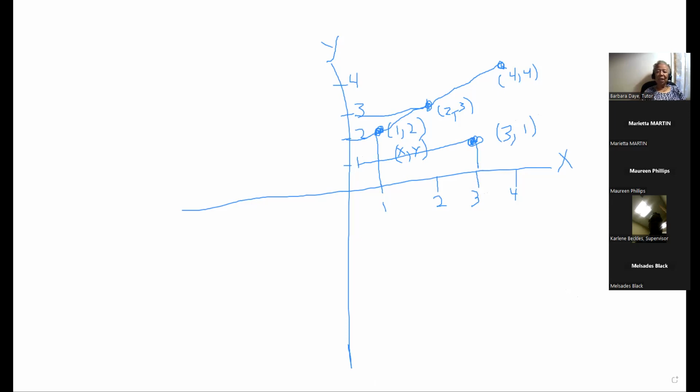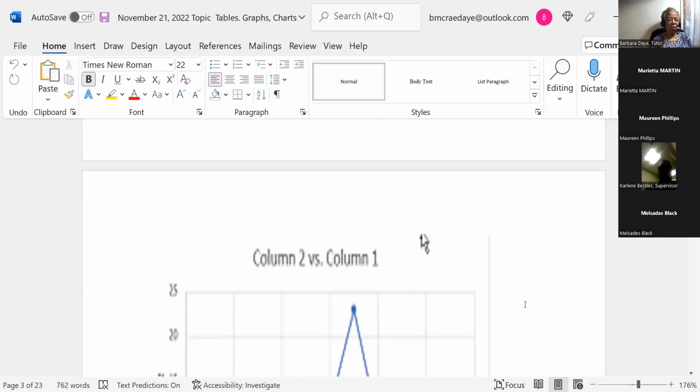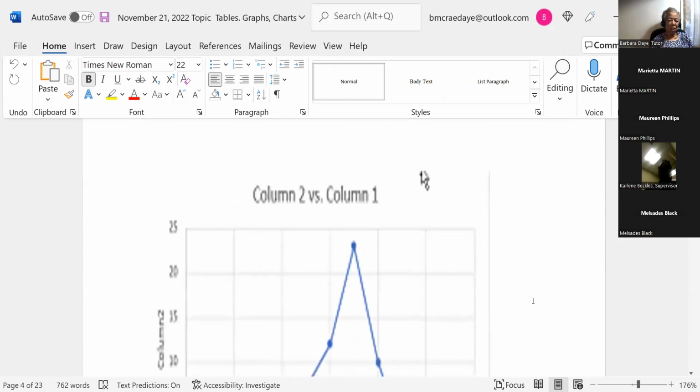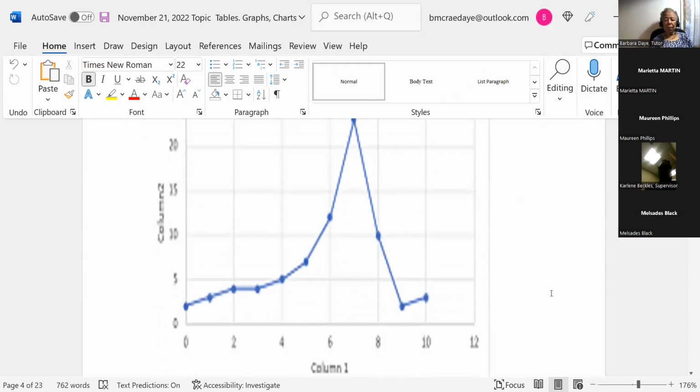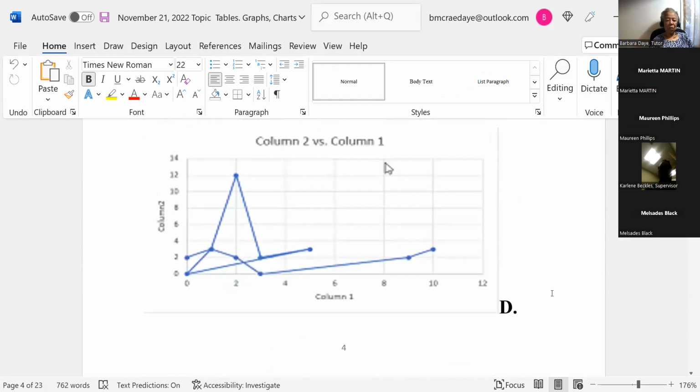Okay. Now that should make it easier when you look at the line graphs, because all they are is a representation of what's on the coordinate grid, X and Y lines. All right. Now let's go back to our lesson. If there are no questions on number 1 on those graphs, let's go to number 2.